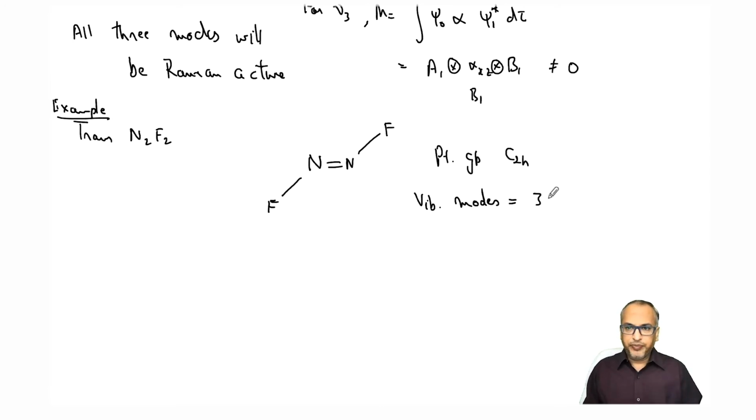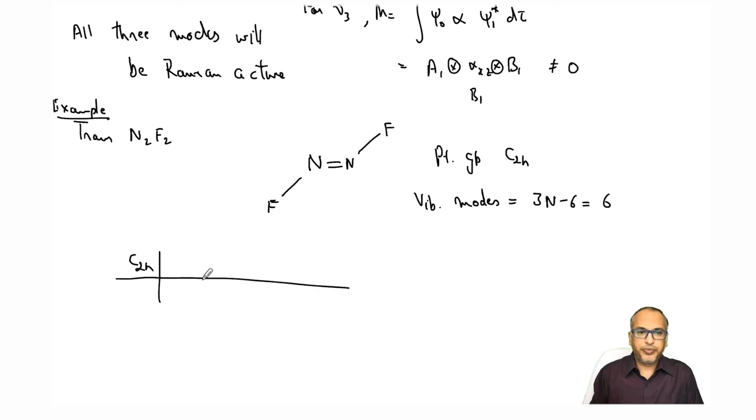So this will be 3n minus 6. This will be 6, right? N is 4, so 4 times 3 is 12. And then out of 12, you have 3 translational, 3 rotational. So you are left with 6 vibrational modes, right? So, okay, let's try to find out what are those 6 vibrational modes.